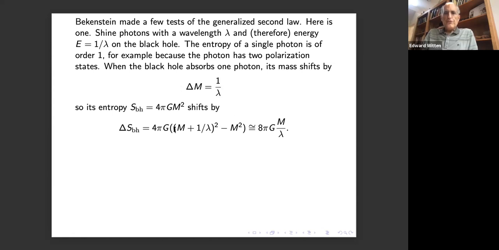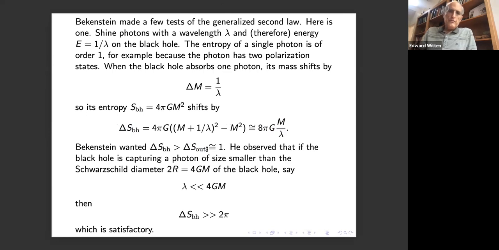So its entropy shifts, well, comparing entropy before and after it makes that shift, it shifts by 8 pi G m/λ. And Bekenstein wanted the shift in the black hole entropy to be bigger than the change in the entropy outside. He observed that if the black hole is capturing a photon of size smaller than its Schwarzschild diameter, then its increase in entropy is much bigger than 2 pi, which is satisfactory.